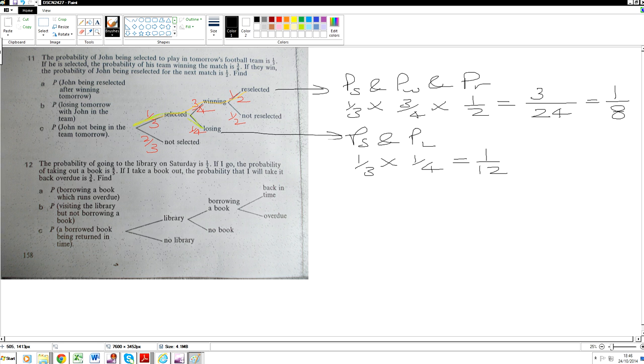Now it goes, probability that John will not be in the team tomorrow. This is 2/3. Just 2/3, and that's the end of the question, because that one's reselected.